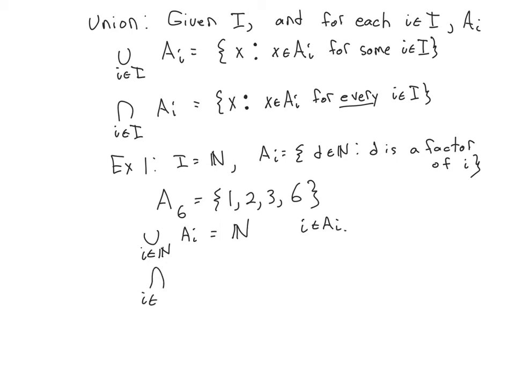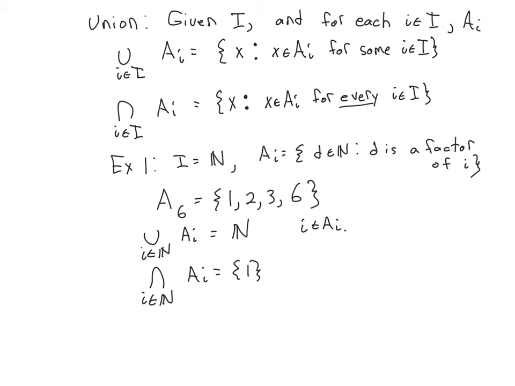On the other hand, the intersection is only the element 1, because 1 is a factor of every number, but it's the only number that's a factor of every number.